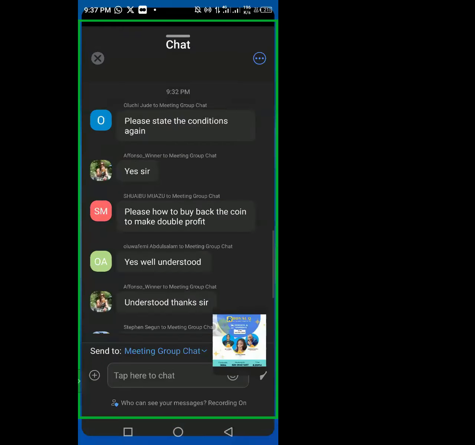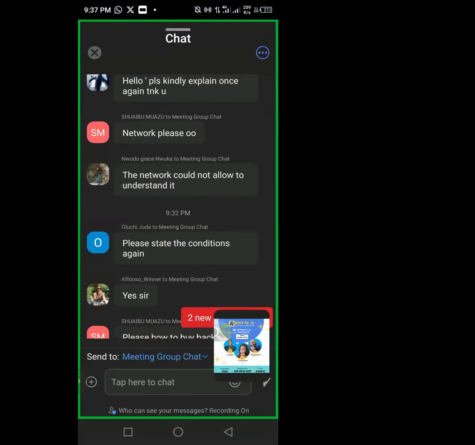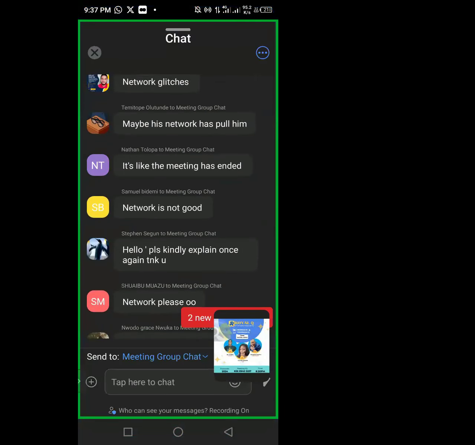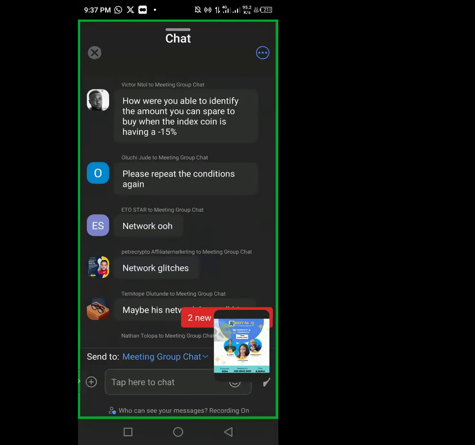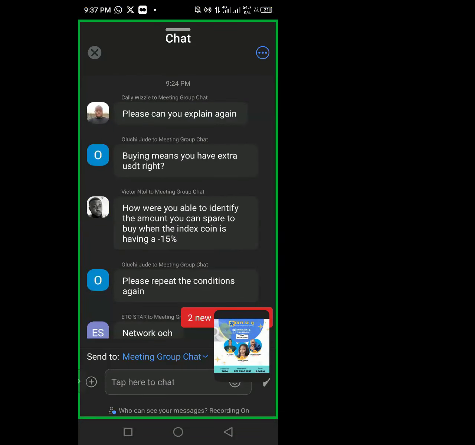Is there any other question? Buying means you have extra USDT, not the USDT you have set aside for margin calls. Maybe you bought new USDT you just added and you want to use it to do this manual replenishment so that you don't have to wait a longer time. So that is it.